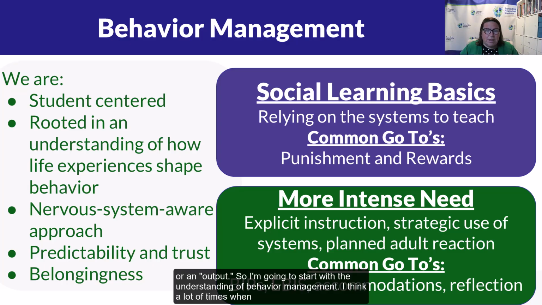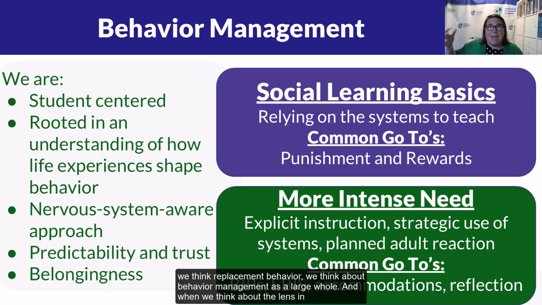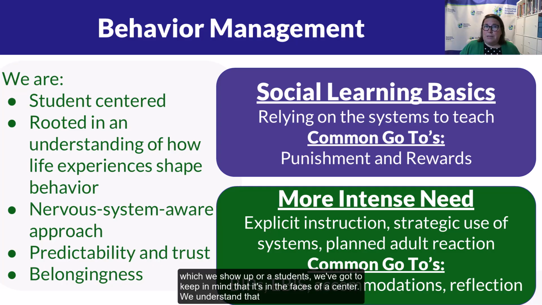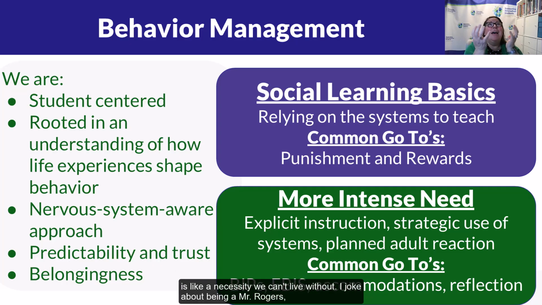So I'm going to start with the understanding of behavior management, because I think a lot of times when we think replacement behavior, we think about behavior management as a larger whole. So when we think about the lens in which we show up for students, we've got to keep in mind that the basis of it is student centered. We understand that every kid comes to us not broken, bad, or wrong, with their own experiences. We have a very big central nervous system that plays a role in how we show up as human, that we rely on predictability and trust, and belongingness, and especially in school, belongingness is like a necessity we can't live without.